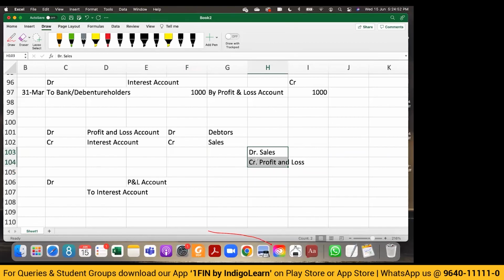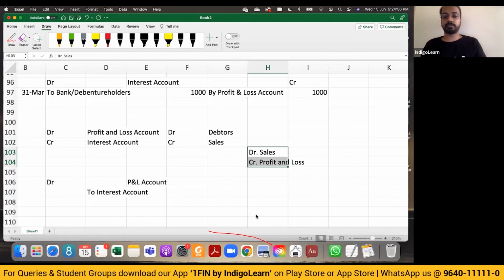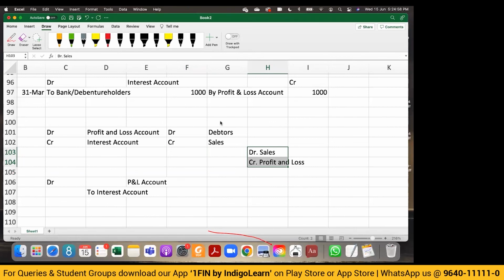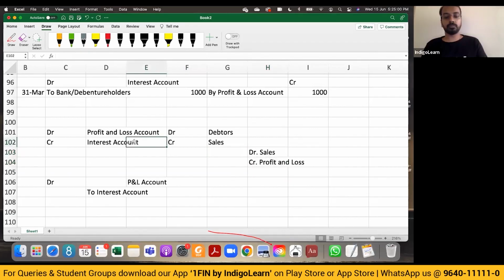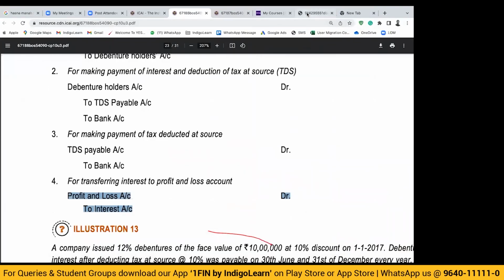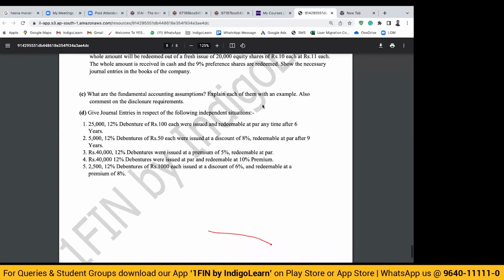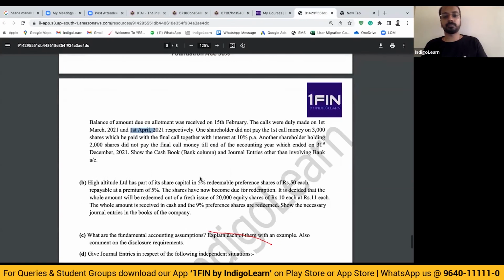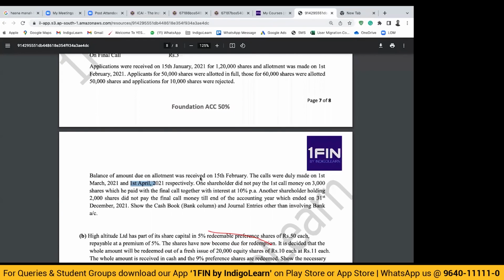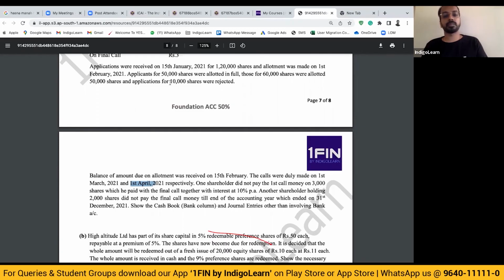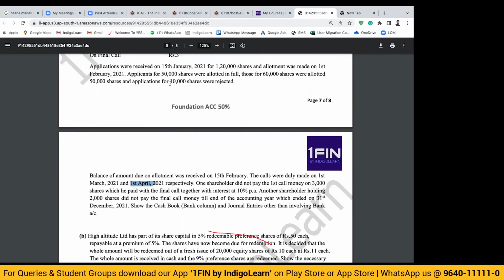Okay. Chalo. Sir, in that examination question that you have explained, 50%. You have said that for 1,20,000 shares have been applied. Correct. And out of that, 50,000 have been allotted in full. Correct. Out of that, again, remaining 60,000 shares, 50,000 shares have been allotted. Correct. And 10,000 was rejected. So remaining 10,000 also, it is assumed like it is rejected.